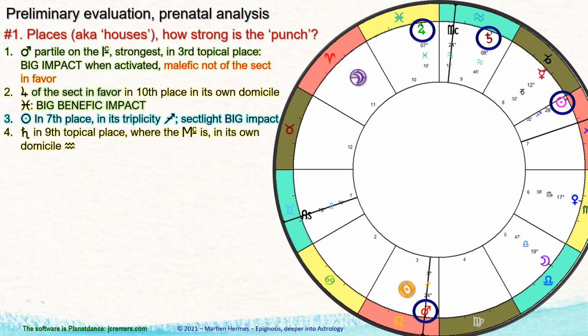And having to do with strength, Schmidt said it's not really about strength, it's more about being in the center of attention. So that's something to keep in mind. So the third is the sun. It's in its own triplicity because it's the sun in an image belonging to the fiery triplicity. And it's the sect light. A sect light is always very important and very strong. So that's a very important punch that you can get when the sun is activated.